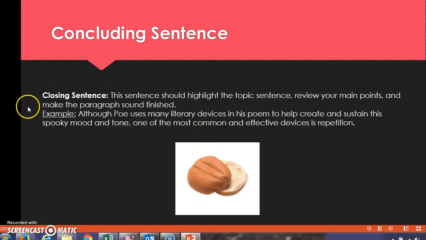Here's an example of a strong concluding sentence. "Although Poe uses many literary devices in his poem to help create and sustain this spooky mood and tone, one of the most common and effective devices is repetition."